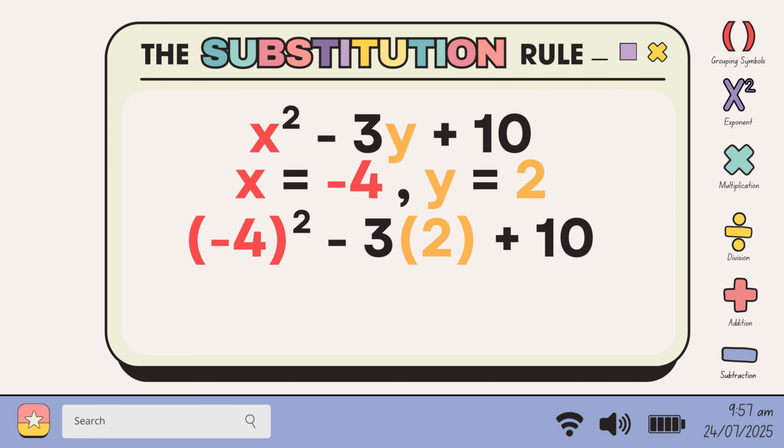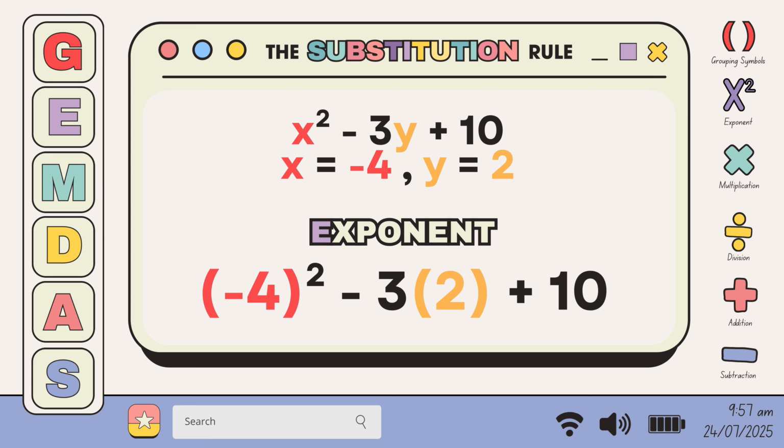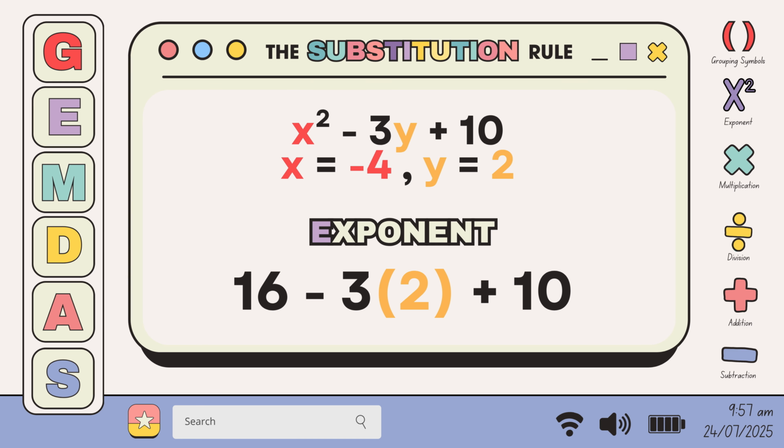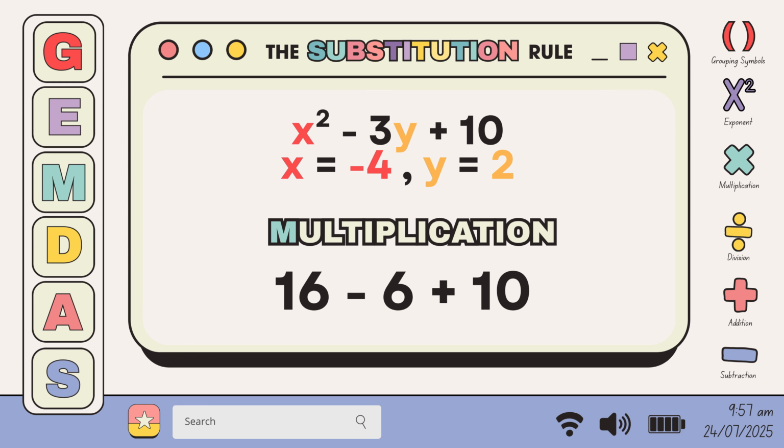Following the order of operations, or GEMDAS, we start with the exponent. Negative 4 squared means negative 4 times negative 4, which gives us positive 16. Next, we handle the multiplication. 3 times 2 equals 6. Now, our expression is simplified to 16 minus 6 plus 10.